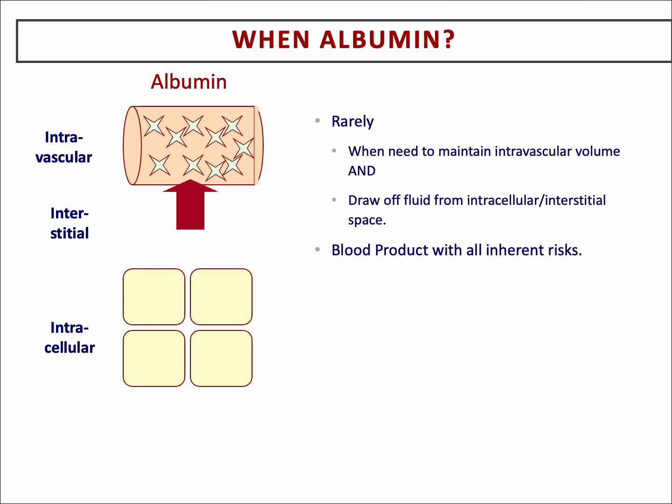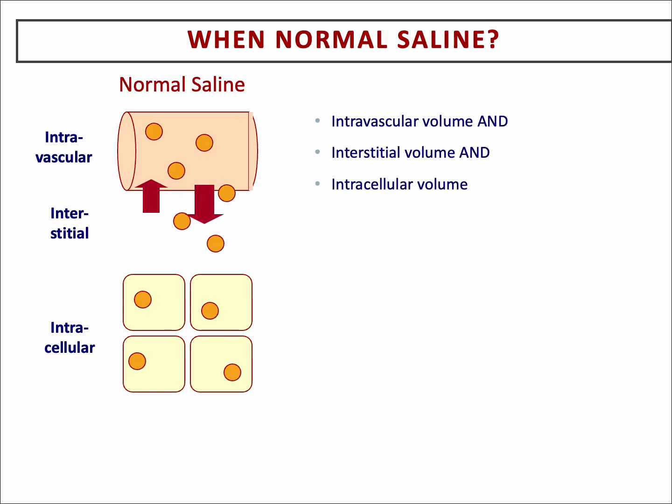So when do we use albumin? Rarely, as we alluded to, when we want to draw fluid off the interstitial or intracellular spaces. It's a blood product with all of those risks, which we alluded to. Saline is the standard first go-to drug, usually for volume expansion, when we're looking at intravascular volume and interstitial and intracellular volume expansion, all three of those.